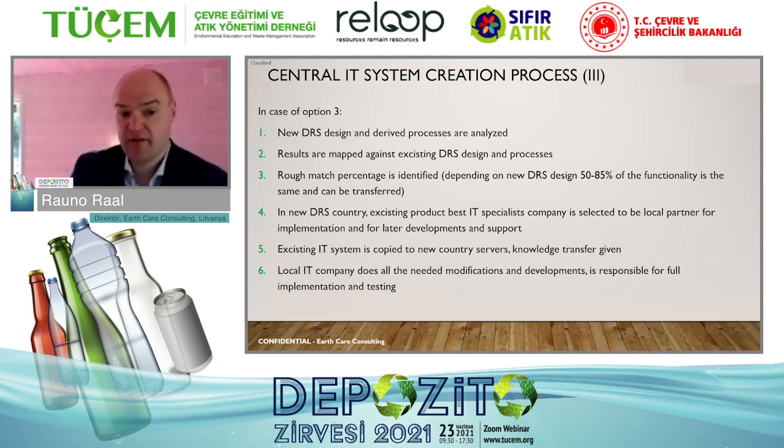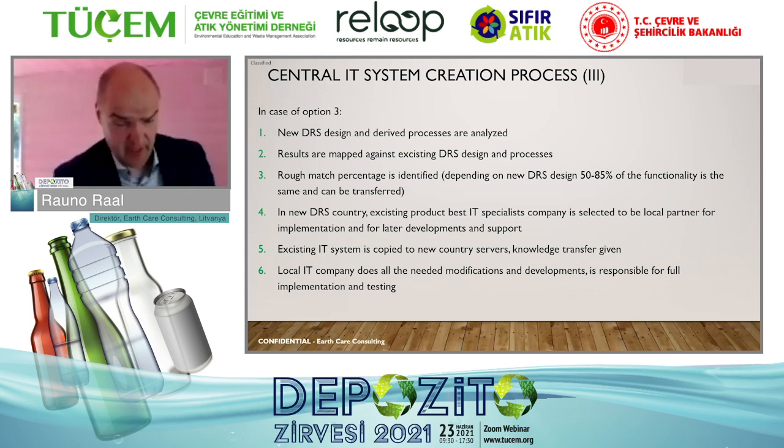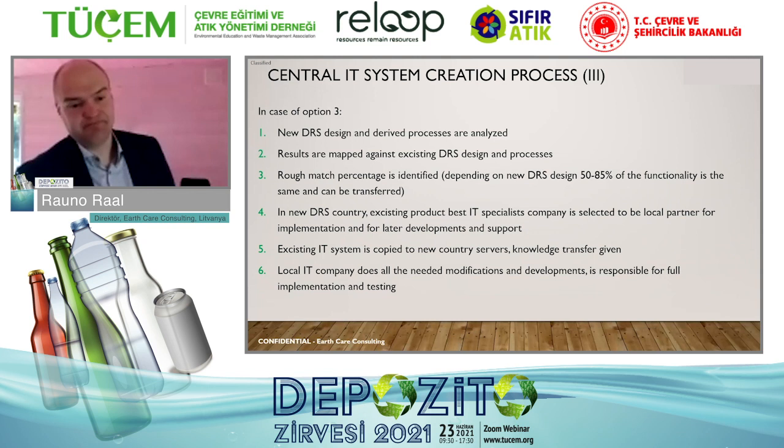New DRS design and the right processes are analyzed. Results are mapped against the existing DRS, and then basically you get a kind of match percentage, which means how much can you use of the current running deposit system, IT system to match your needs. Sometimes it's 50, sometimes it's 80%, but the idea is that you could use up to 50 to 80% of some existing system to copy it into your country and to modify it for your own needs.